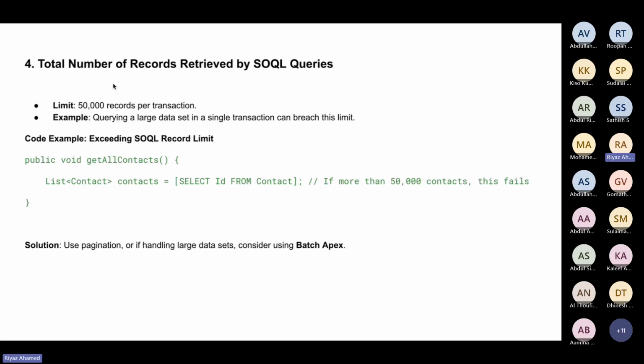Next one is the total number of records retrieved by SOQL query. We can query up to 50,000, right? In a single query. If it takes more than 50,000, it will fail. It will not take more than 50,000. So for this example, I'm taking 50,000 records. I need to update all the records with the above example.